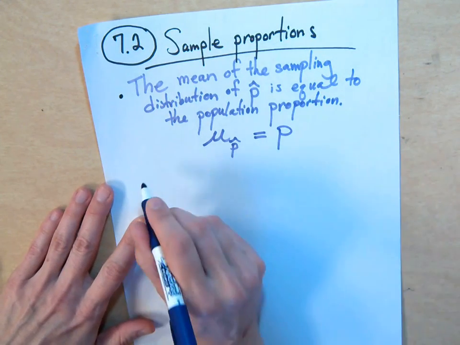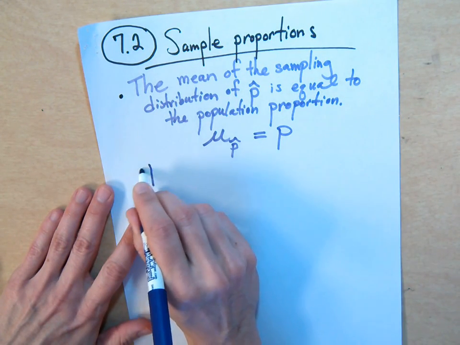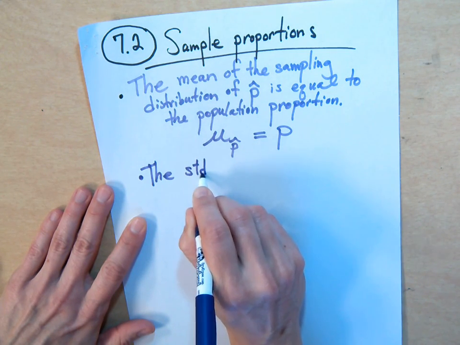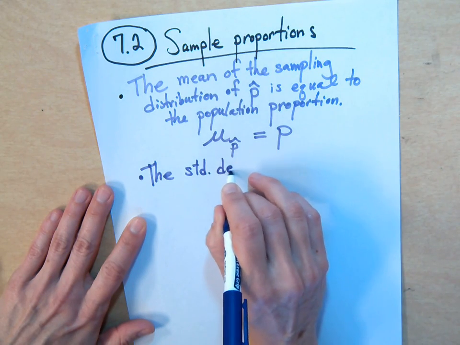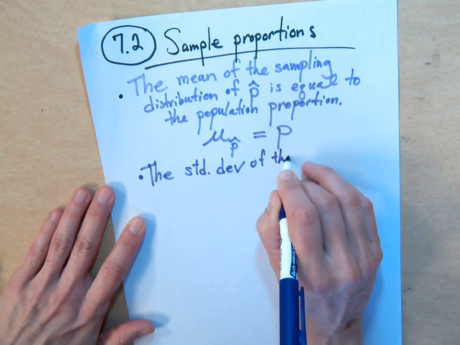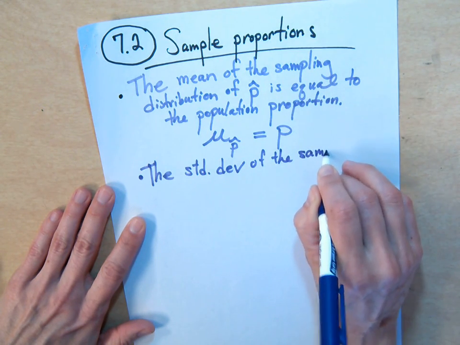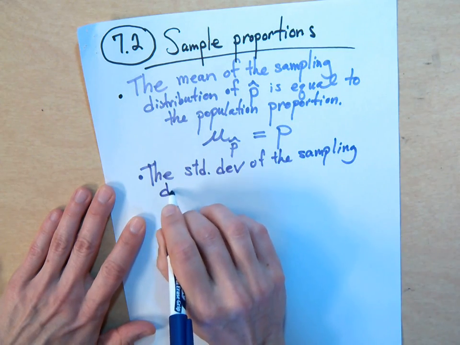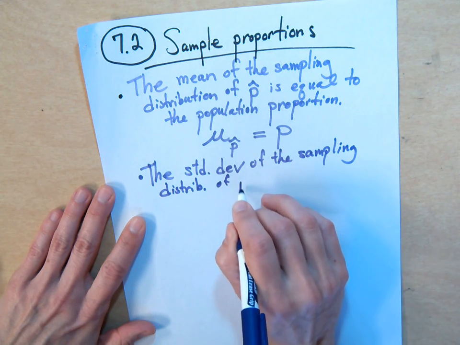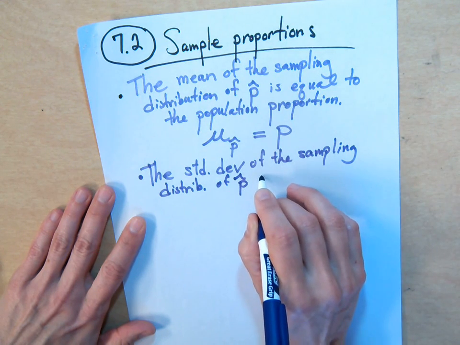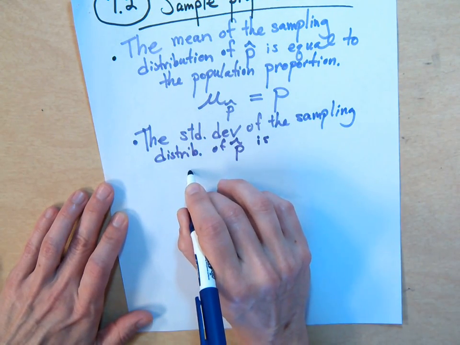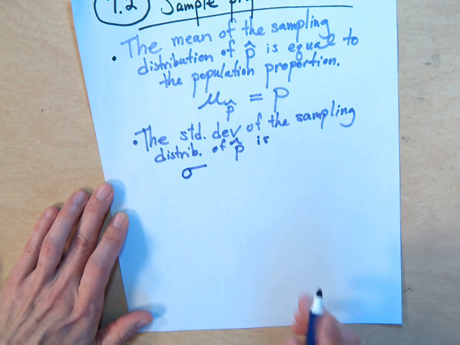And then for standard deviation, I'm going to write it in words and then the equation, and especially when you go back and review, having it written out will help. The standard deviation now of the sampling distribution of p hat, I'll abbreviate distribution, sampling distribution of p hat is this.